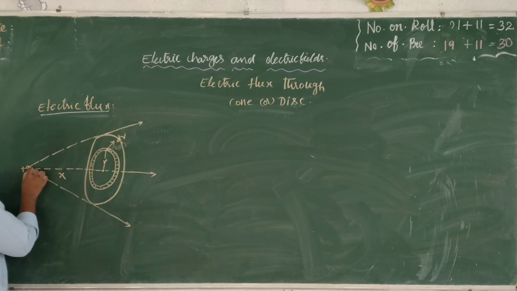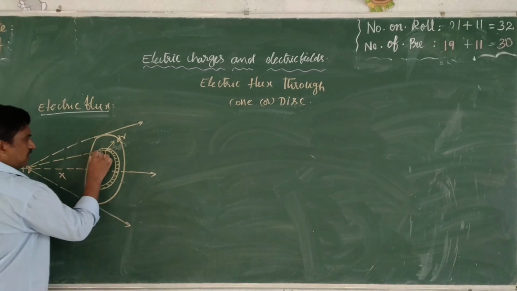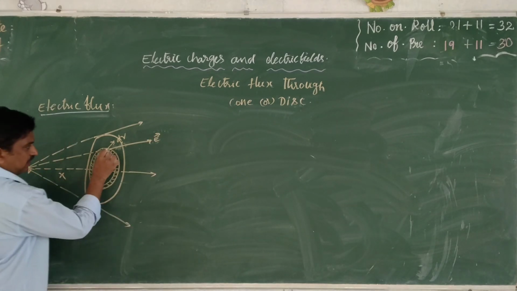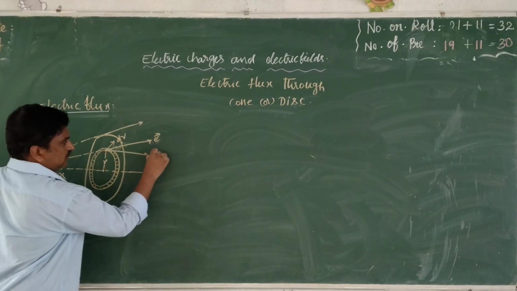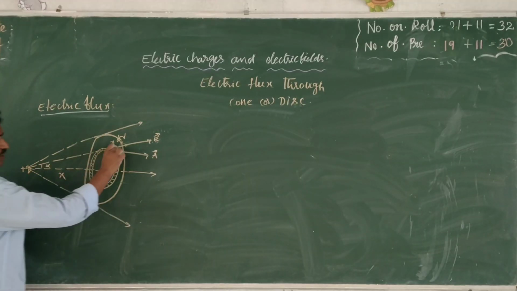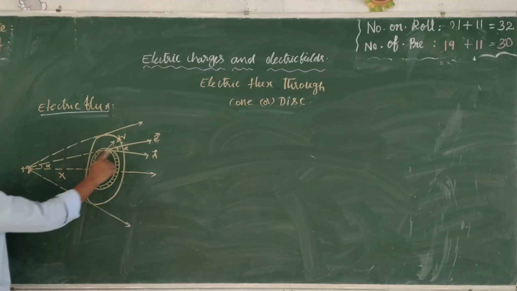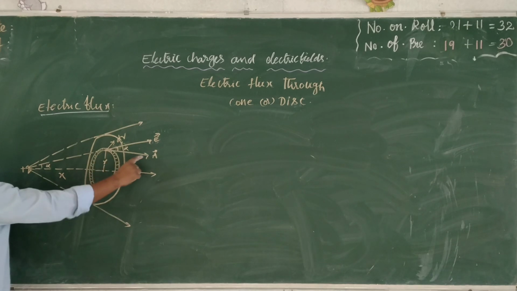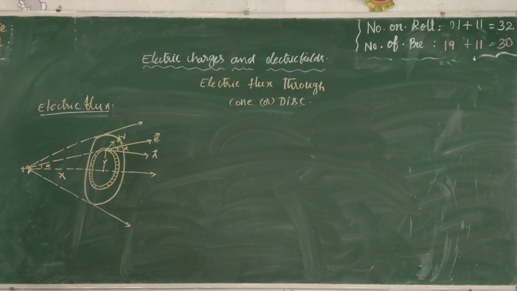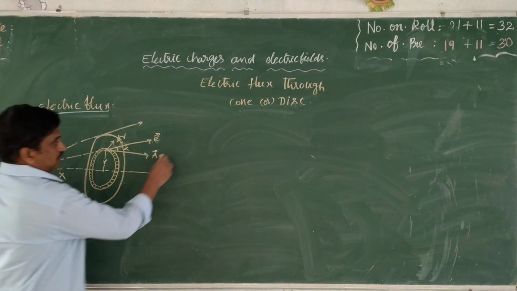This is the direction of the electric field line. Here A is the area vector. It makes an angle alpha here, and this is also alpha, because these two lines are parallel. Now we can find the flux through this small ring, that is d phi.